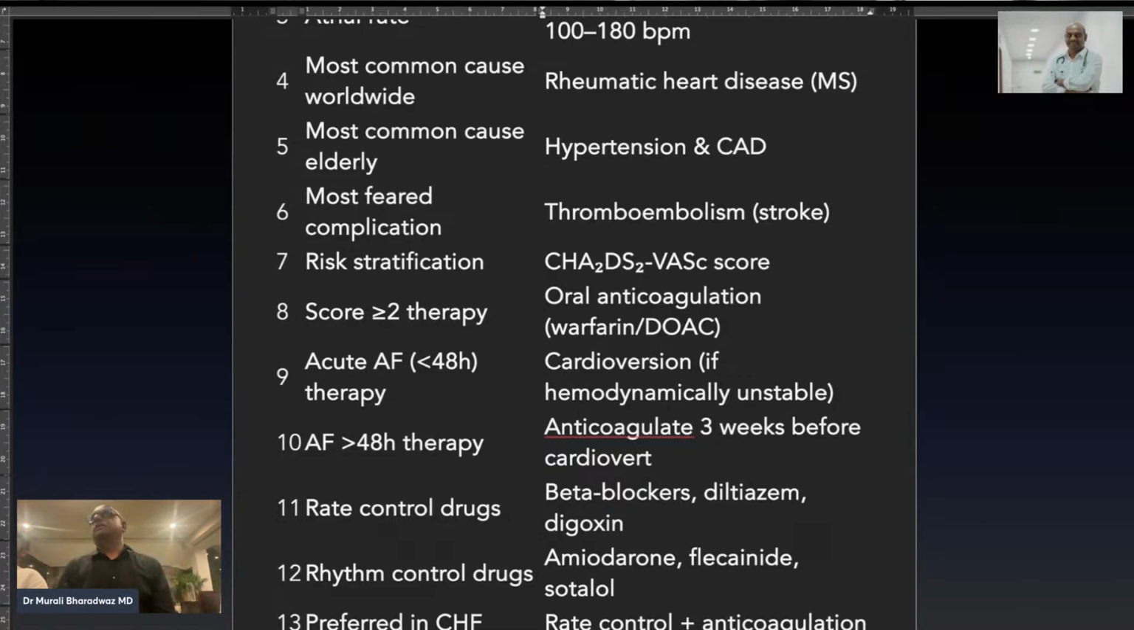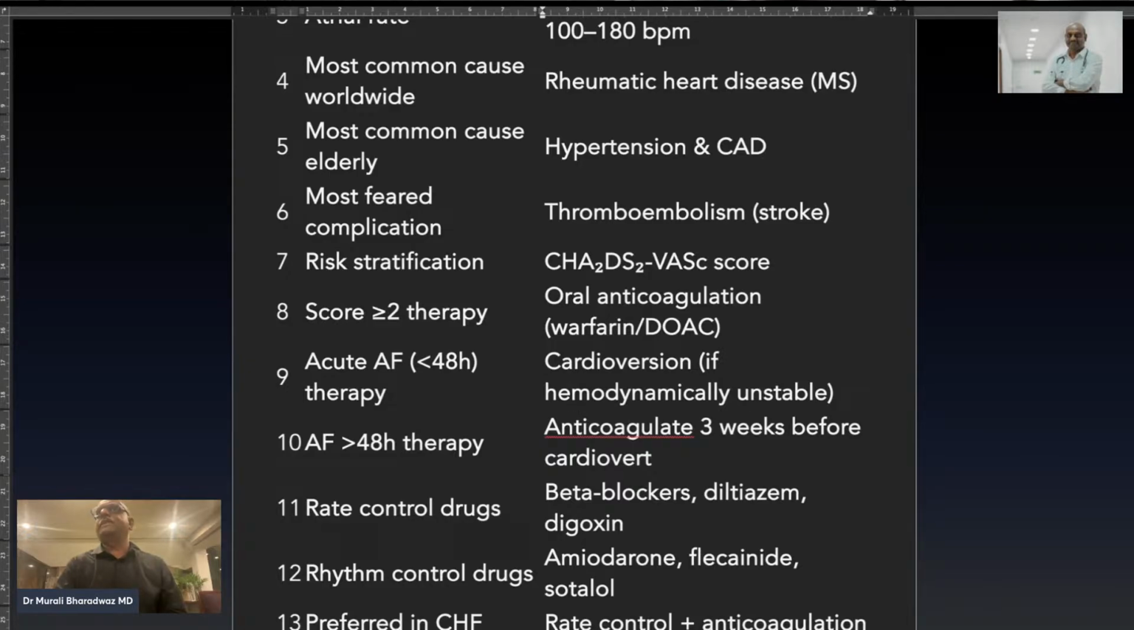Congestive heart failure, 1 point. Hypertension, 1 point. Age more than 75, 2 points. Diabetes, 1 point. Stroke, 2 points. Vascular disease like peripheral artery disease, aortic plaque, MI, 1 point. Age 65 to 74, 1 point. And sex category, female, 1 point. So that's how it is.